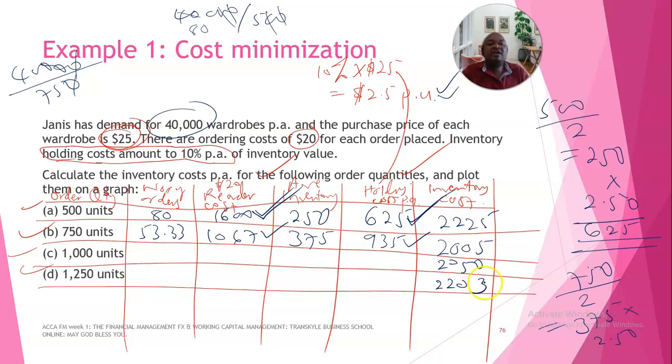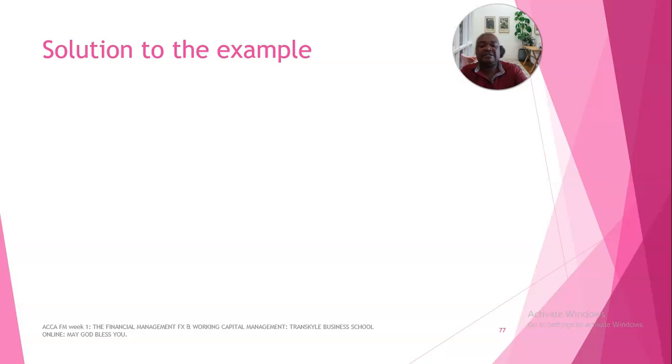All right. If you are looking at this column, you can see that the order quantity that has got the lowest cost is the 750. This one leads to a cost of only 2005. The rest of the quantities are not favorable. So you can plot this information on a graph and you should get something like this, right?